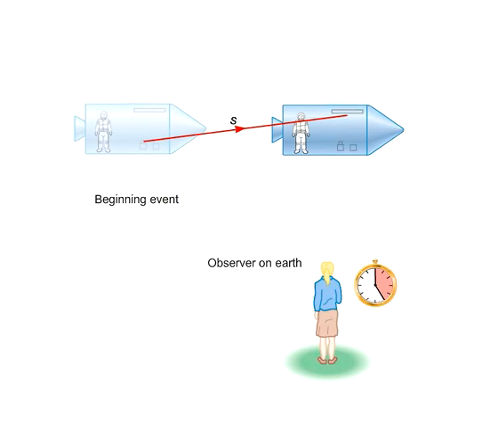The length s is the hypotenuse of a right triangle formed by s, d, and l, the distance the spaceship travels. Since s is longer than d, the earthbound observer measures a longer time for the laser beam to reach the ceiling of the spaceship, as you can see from the earthbound observer's clock.